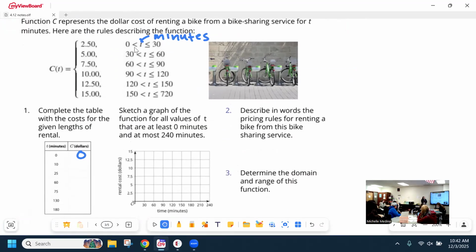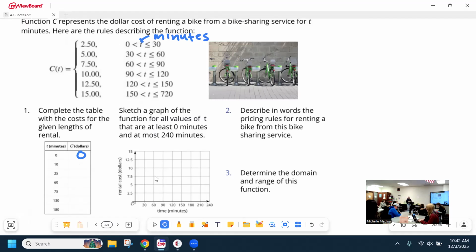And also, does this symbol next to the 0 have an equal to? It doesn't. If it did, then I would say yes, $2.50. But it doesn't. When it's 0 exactly, it's going to cost you $0. Anything above 0, though, even if it's just a second or a minute, then it's going to cost $2.50.